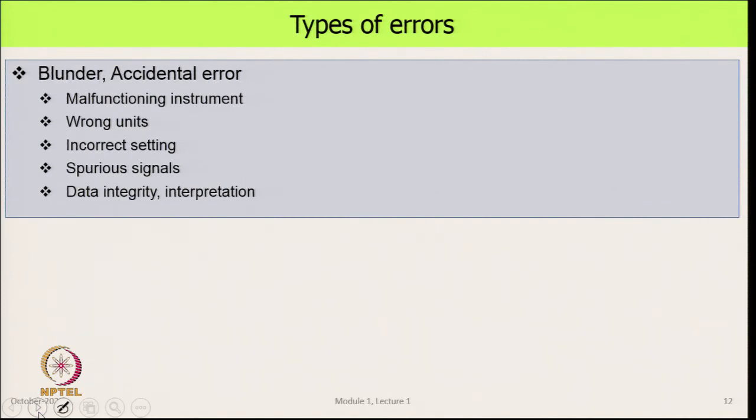So, to do that we need to know what types of errors are there, and here we have a classification. On this slide I have listed the first type of error, which is called a blunder. A blunder means a very big mistake, so big that by just looking at the value of the measurand, or by looking at the value of the result that you got by using that, you find that something is drastically off.